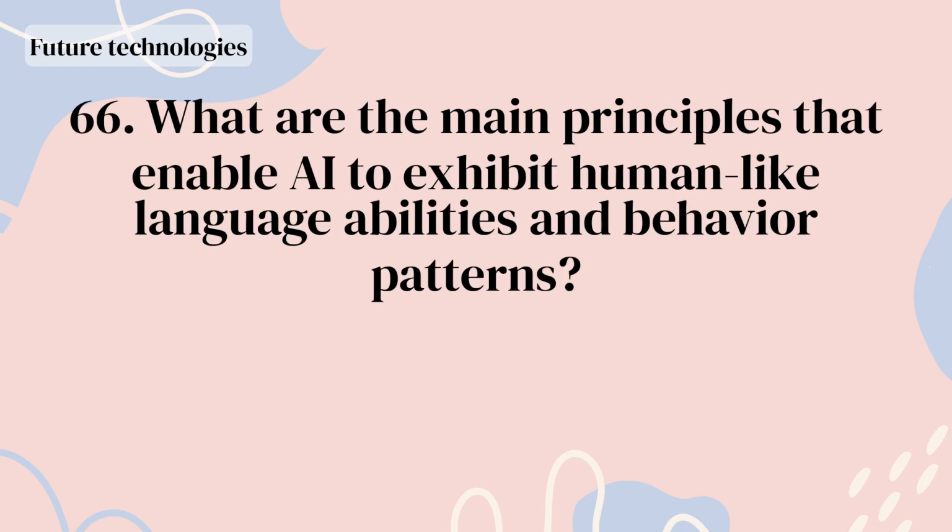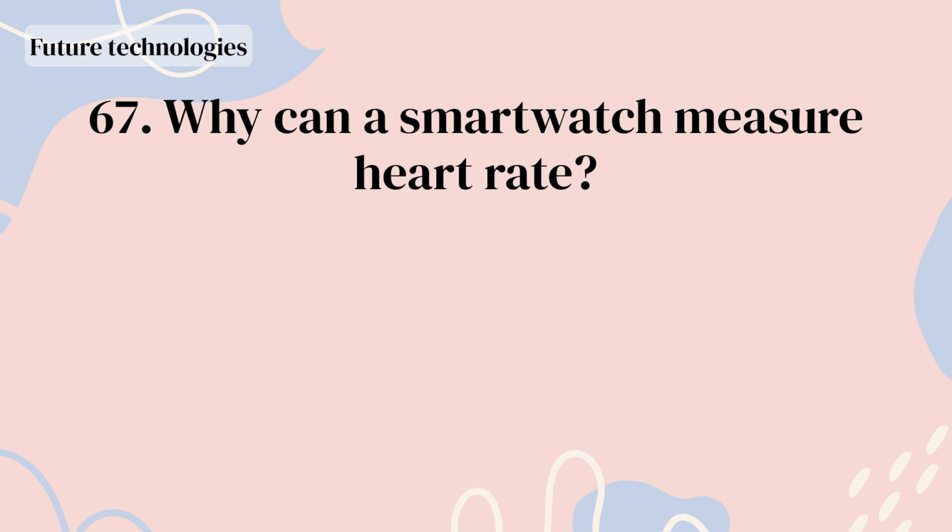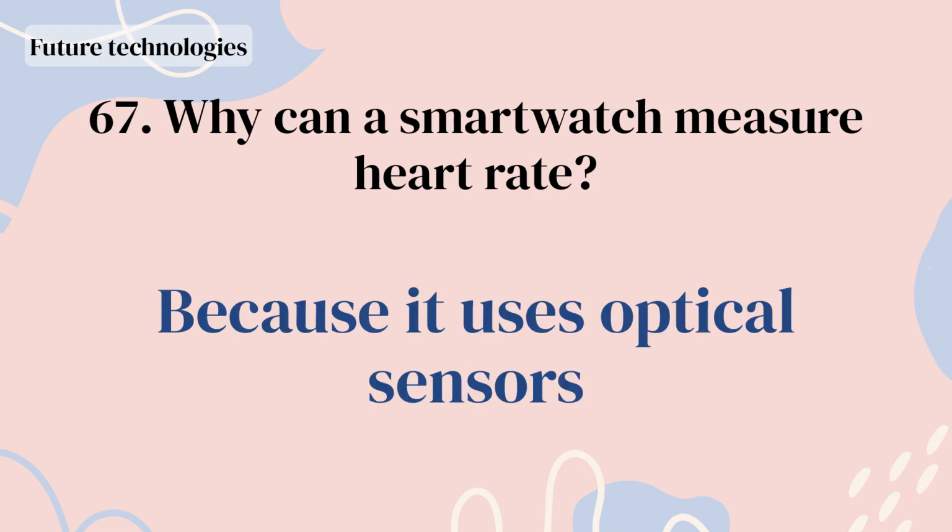Microwaves. What are the main principles that enable AI to exhibit human-like language abilities and behavior patterns? Machine learning and artificial neural networks. Why can a smartwatch measure heart rate? Because it uses optical sensors.